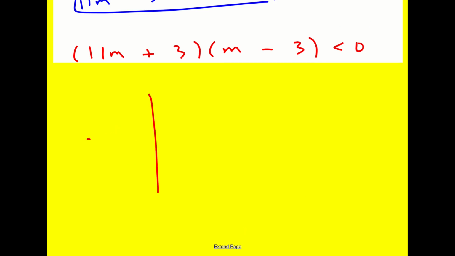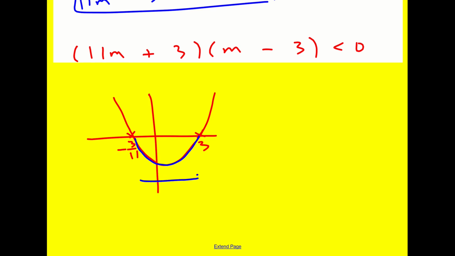We then draw a sketch. 3, and it's going to be minus 3 over 11. Where is it less than 0? Here. Let me try again. There we go, it's better. So between these values, so minus 3 over 11, less than x, less than 3.